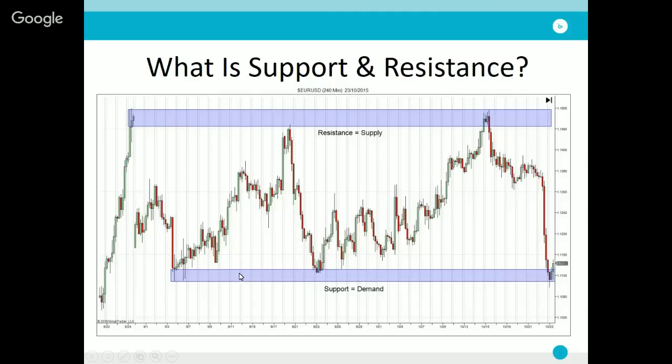You can see that between this point here and this point here, all that is happening is the supply-demand scale is being tipped, shifting between stronger demand at the bottom of the range, which takes price higher, and stronger supply at the top of the range, which takes price lower.